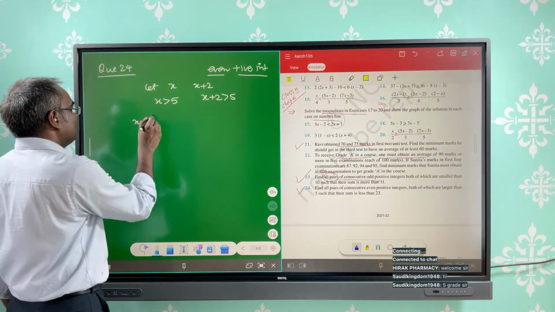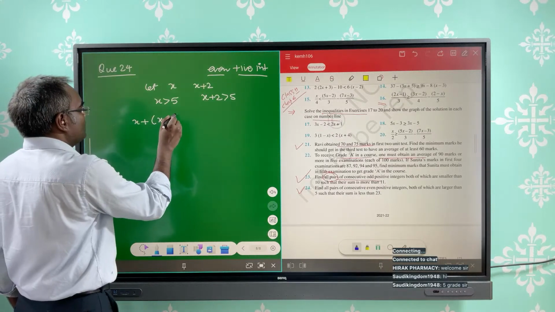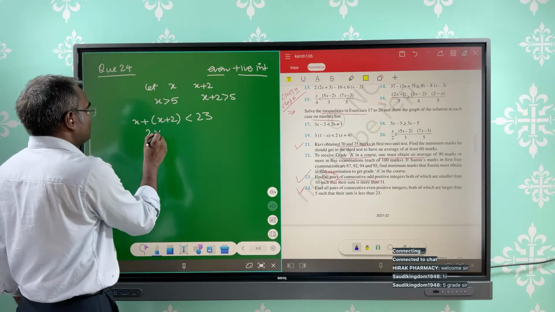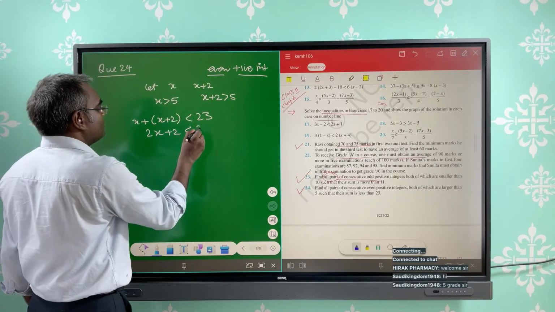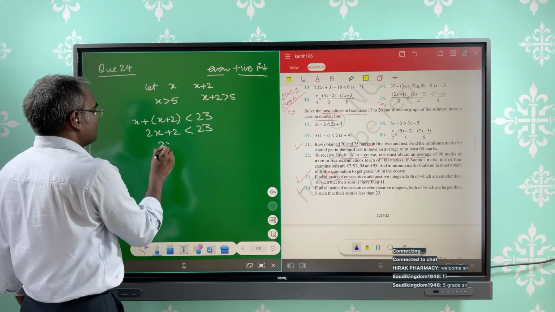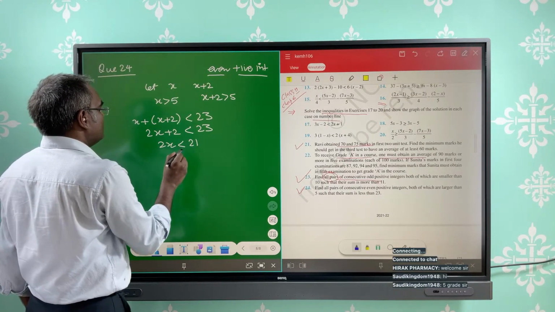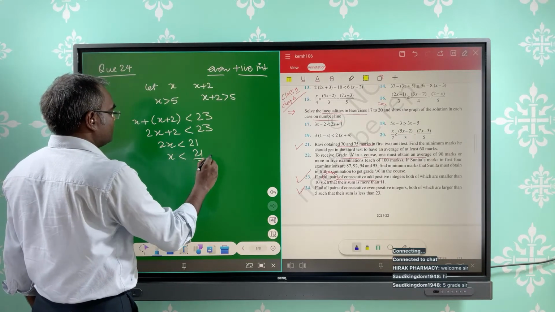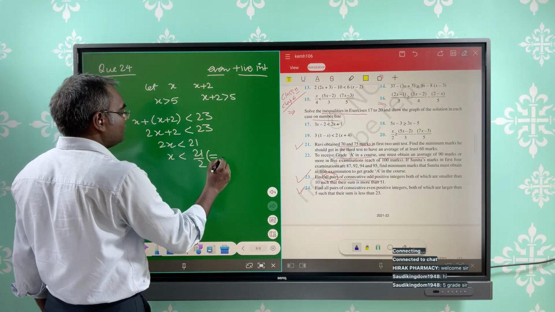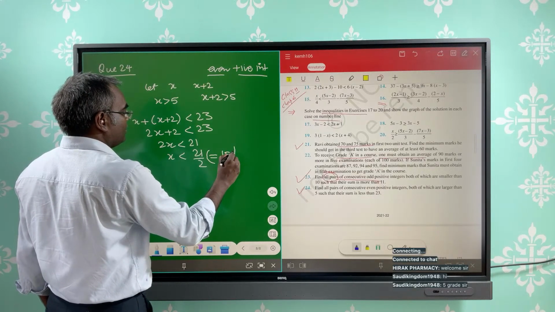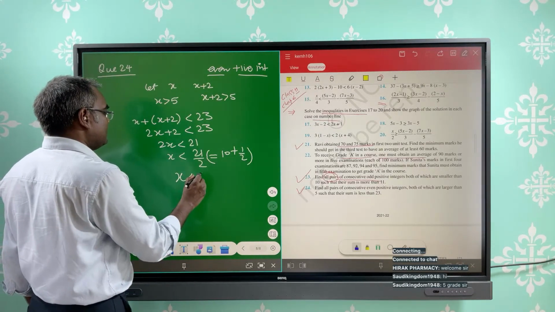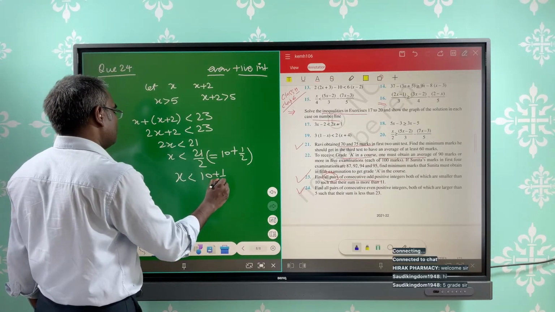So x plus x plus 2 is less than 23. So 2x plus 2 is less than 23. So 2x is less than 21. That means x is less than 21 upon 2, that means 10 plus 1 by 2. So x should be less than 10 plus 1 by 2.